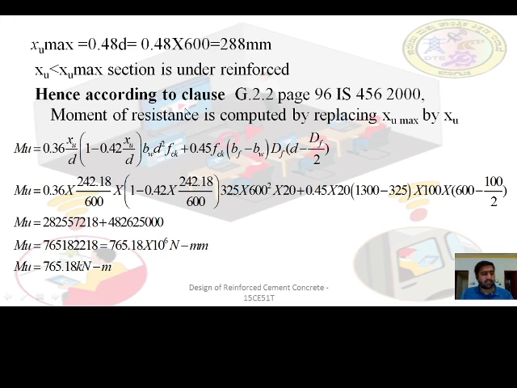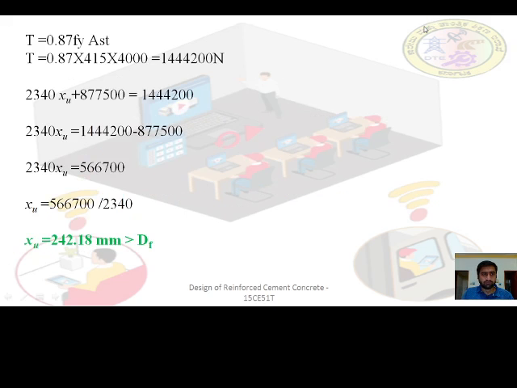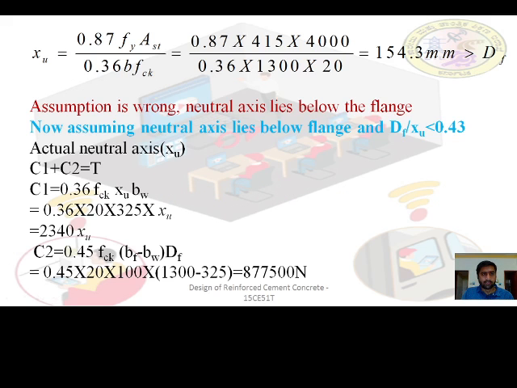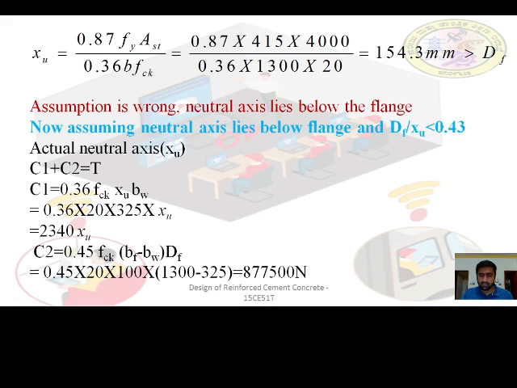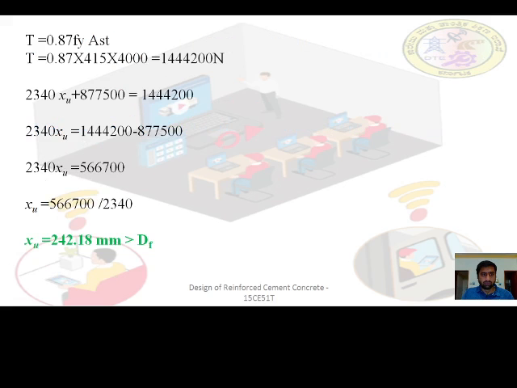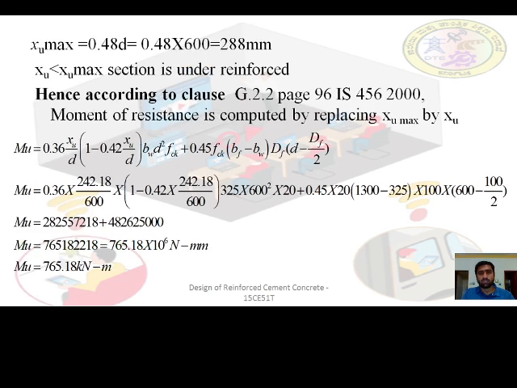What is that value? The depth of the flange here, I think, is 100 mm. Am I right? Yes, it is 100 mm divided by XU. XU is 242, so obviously 0.413. So it is less than 0.43.